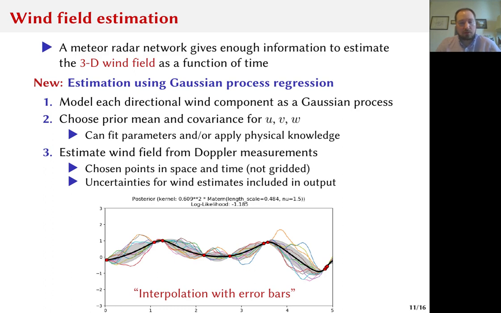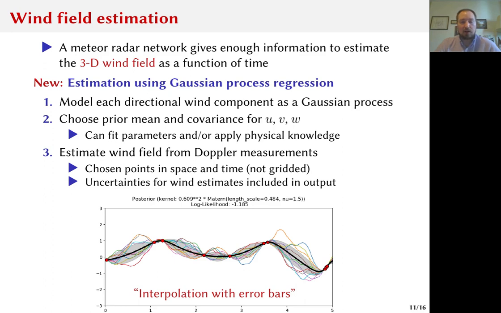And part of that software development is doing the wind field estimation, and that's something that I'm giving particularly a lot of thought to, because a meteor radar network gives enough information in order to estimate the 3D wind field as a function of time. And so what I'm working on is a new estimation algorithm using Gaussian process regression, where we model each directional wind component as a Gaussian process. Then you choose a prior mean and covariance for each of those U, V, W components, which we can either fit with parameters from some data, or apply physical knowledge if we have some, which we often do.